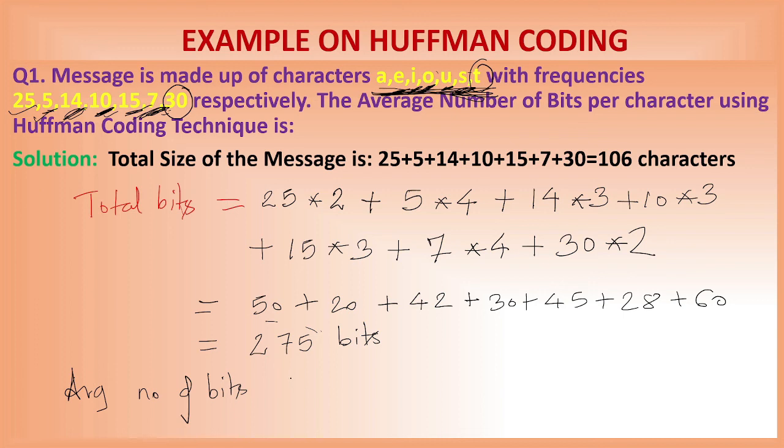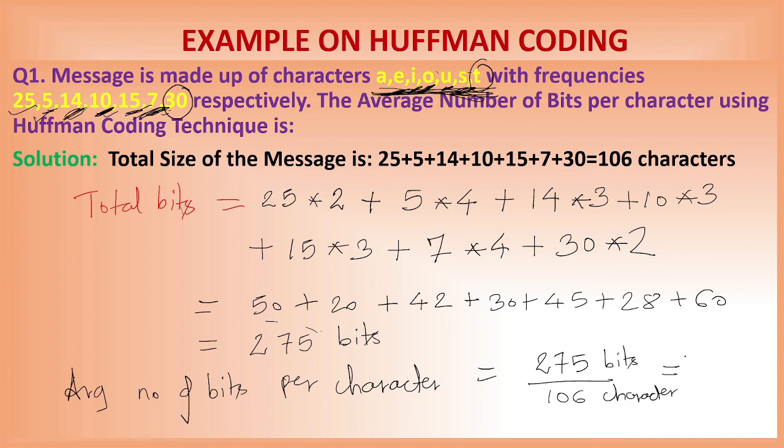275 bits are in total. So per character how many bits are used? So per character, total bits in the message are 275 and total characters in the message are 106. So these are bits and these are characters. So bits per character: every character will be represented by how many bits inside this message? So that we have to find. So 2.594. So this many bits are used per character.